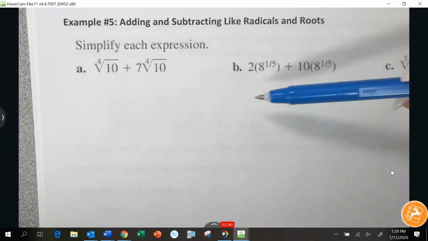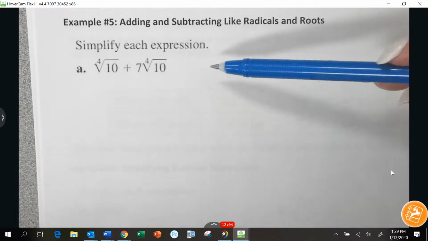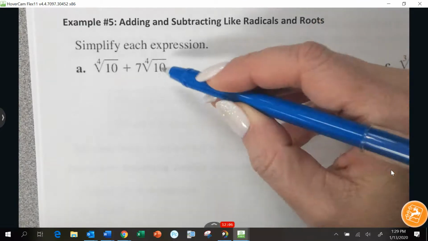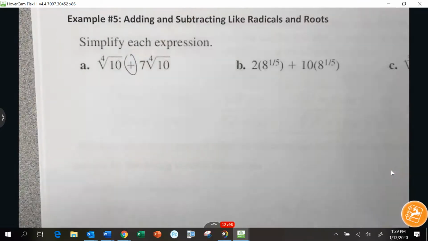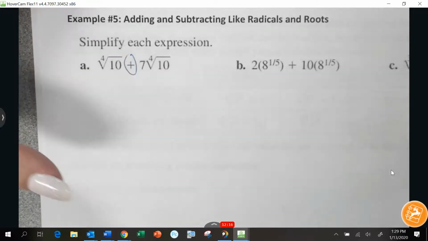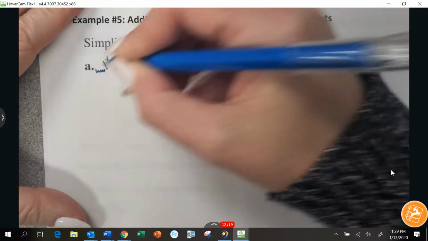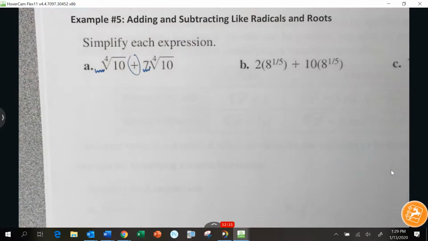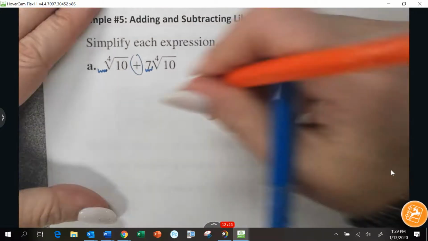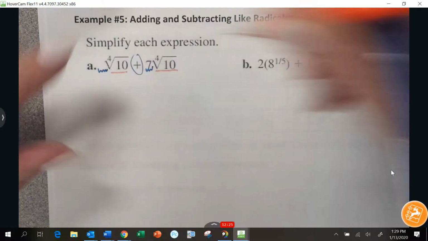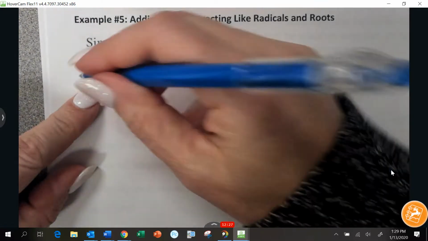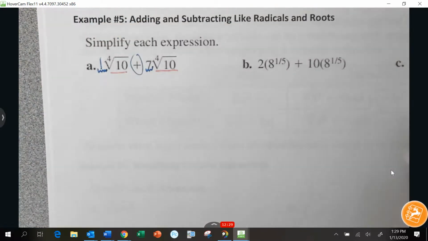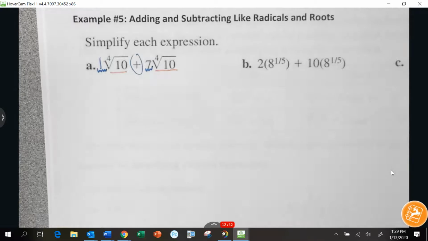All right, so question A in example 5 says simplify each expression. So you guys, when we add anything in math, what do we have to have? Like terms. Anytime we do addition, you just have to know what the terms are. So the coefficient is how many you have of your like terms. So my coefficient on the first one is what number? So my like term should be 4th root of 10.